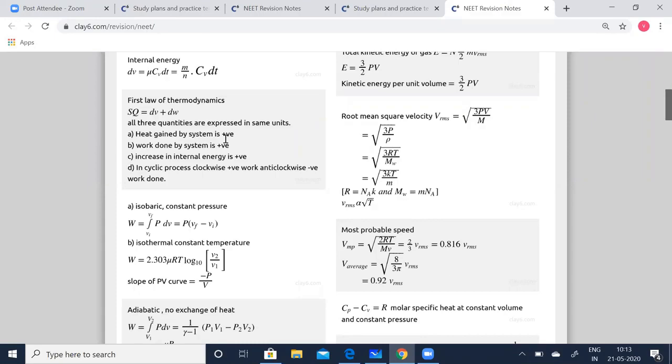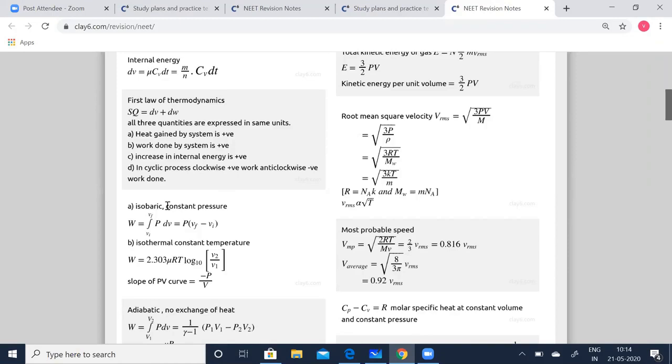Heat gained by the system is always positive. Work done by the system is positive. Increase in the internal energy is positive. In a cyclic process, work done in the clockwise direction is positive, and in the anti-clockwise direction it is negative. Remember that, because you can expect problems related to this type. As I told you, more graphical questions can be expected from these two chapters, so be prepared.